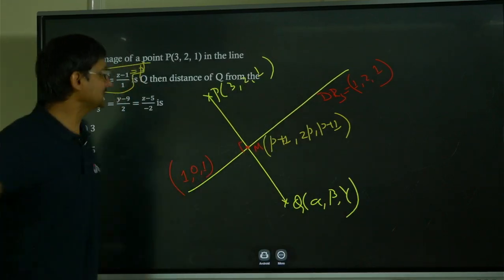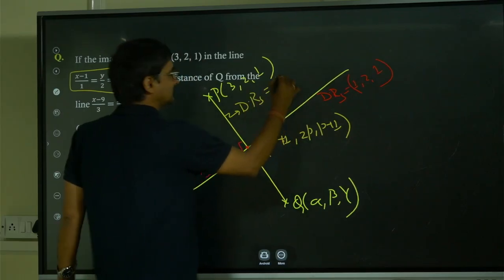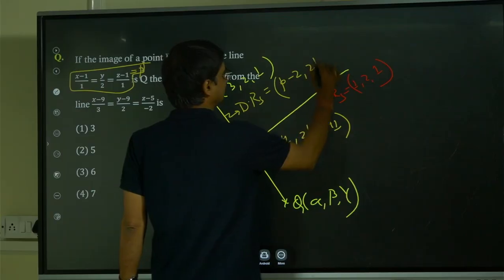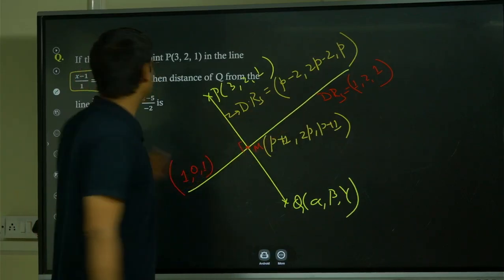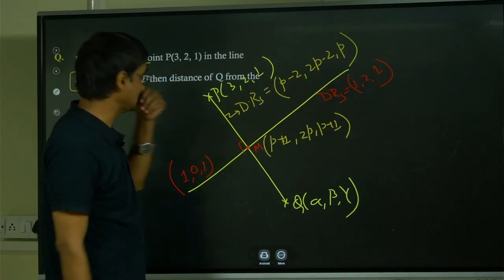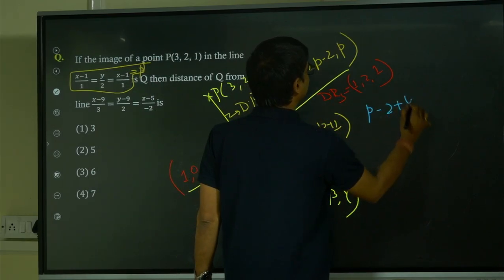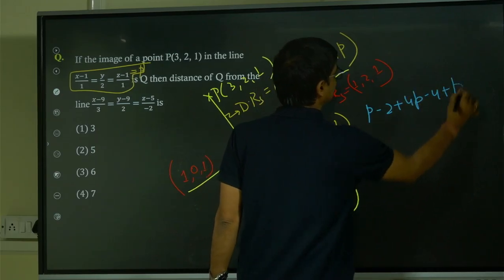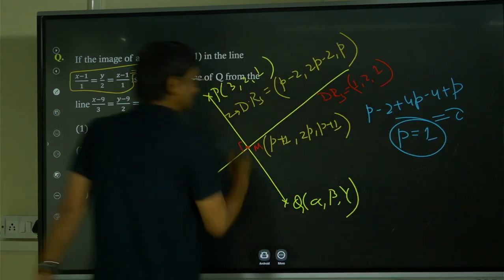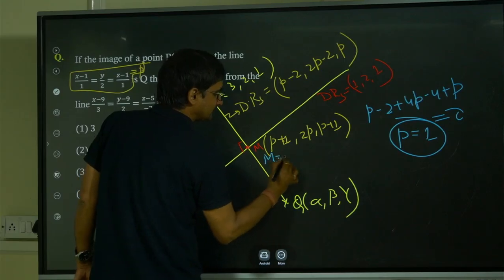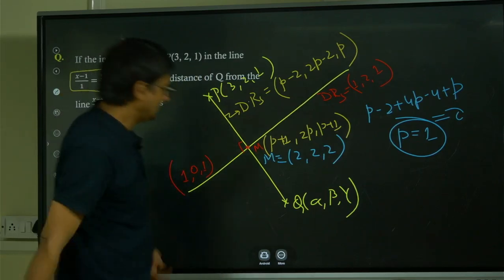Okay, now get PM, DRs in terms of p. So p plus 1 minus 1 is p, minus 2, 2p minus 2, and then p. Now what? PM is perpendicular to the line, so the sum of product of DRs should be 0. So a1a2 p minus 2, b1b2 plus 4p minus 4 plus c1c2 p is equal to 0. Wow, p is 1. Great. P is 1, so we got M as (2, 2, 2). Nice. We got Q: alpha, beta, gamma.